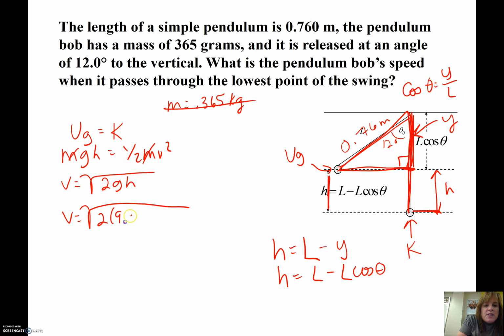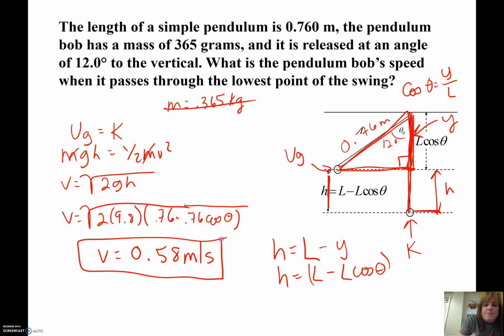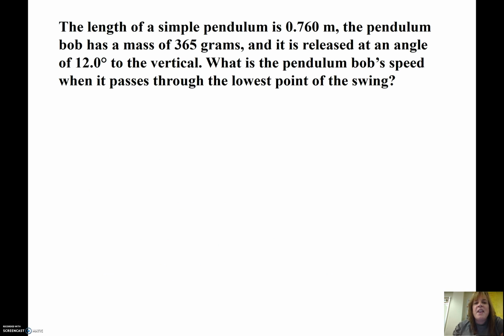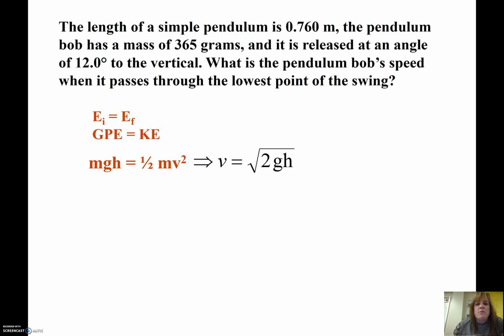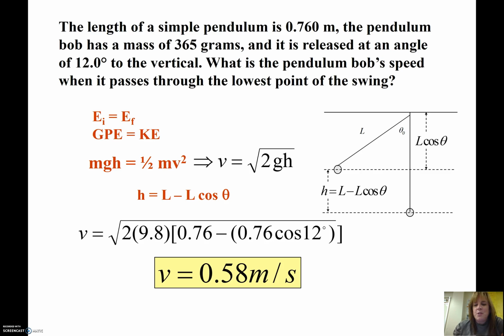All right, so that means we can go ahead and start solving this. 2 times g, which is 9.8, times this quantity, L, which is 0.76, minus 0.76 cosine of theta. Do that, get a square root. If you do that correctly, you should get a speed of 0.58 meters per second. All right, so energy in this case, because we have information about speed, I mean height, sort of.